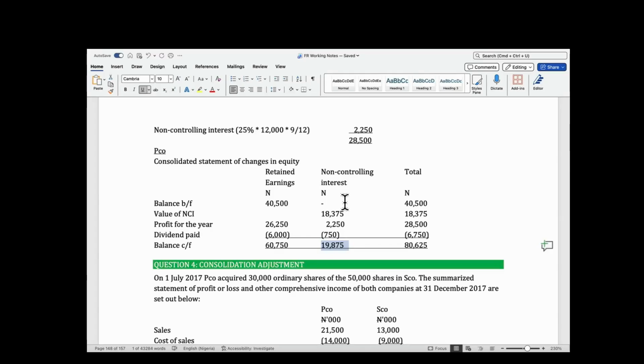Sorry, please, that NCI value of 18,375, is it from their share of share capital? Yes.